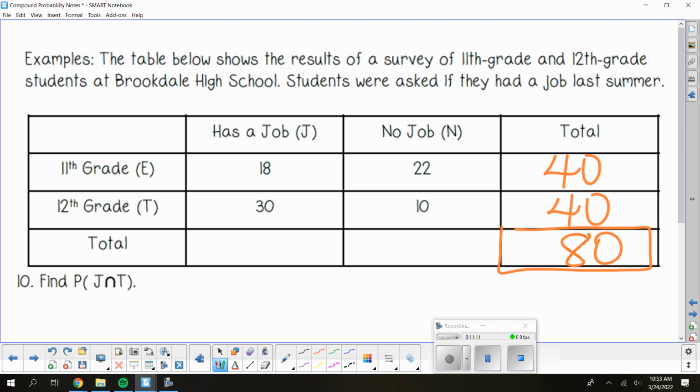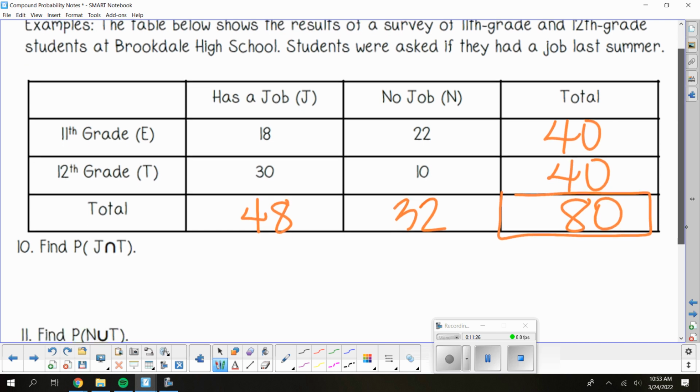And then I have 48 total kids that have a job. I have 18 and 30. And I have 32 total kids that have no job. I have 42 and 10. And again, if I do 48, 32, I get that 80. So 80 total people were given this survey.